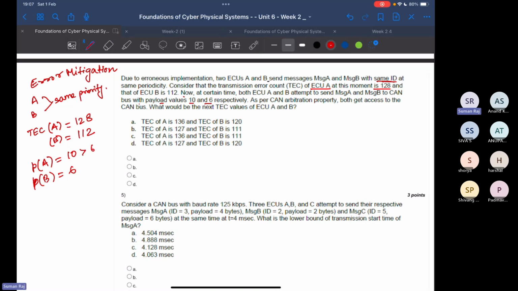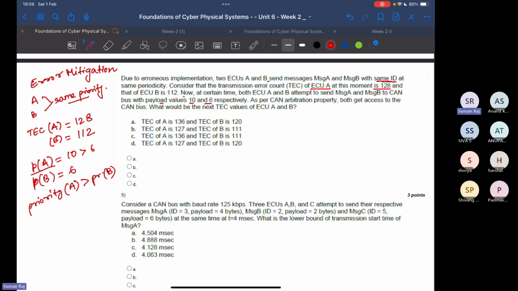So as per the CAN arbitration property, both get access to the CAN bus. What would be the next TEC values of ECU A and B? Since the IDs are the same priority, but the payload of A is greater, the priority of A is going to be greater than the priority of B. So A will be the first one to send a message.